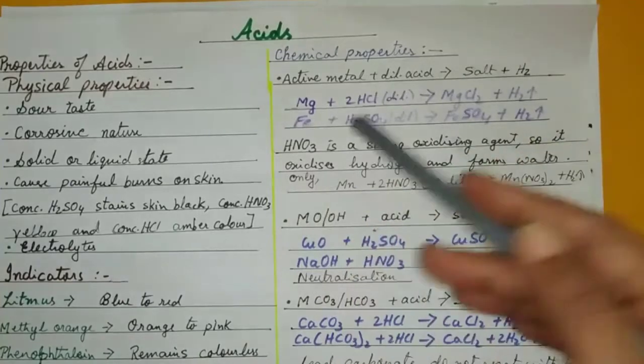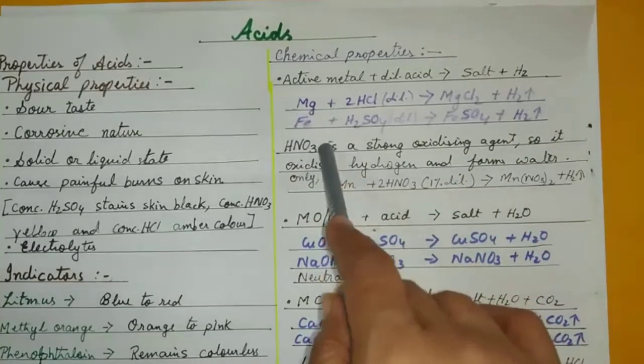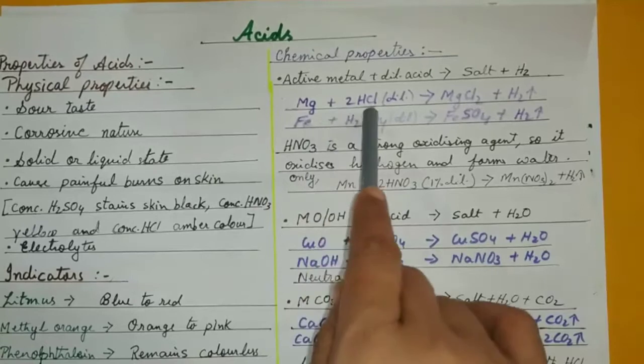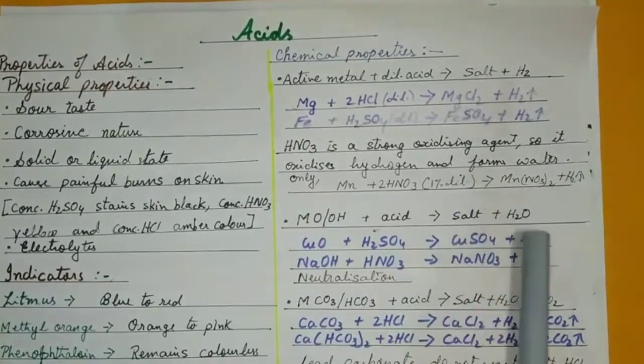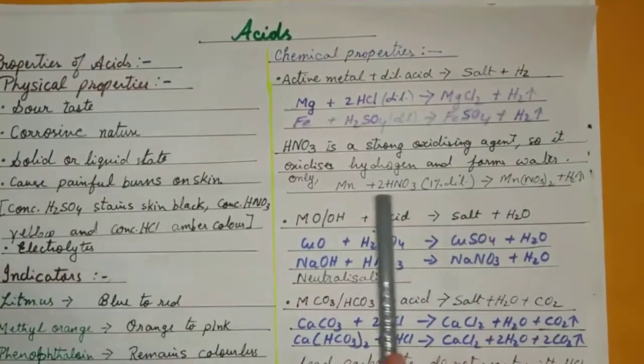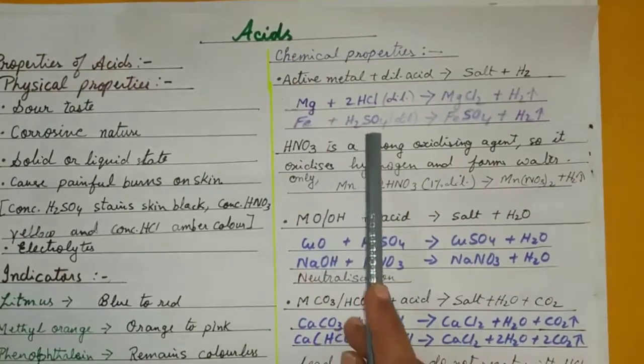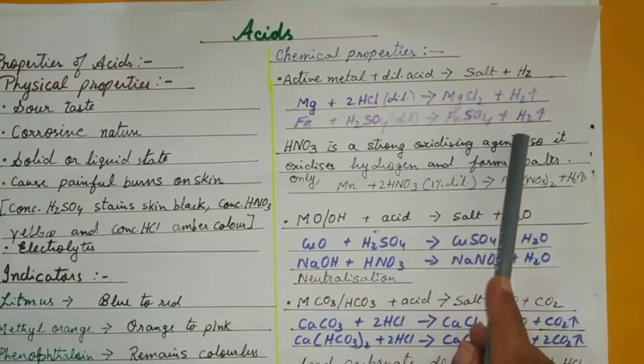So we normally go for magnesium, zinc and iron. I have taken 2 examples here. Magnesium with dilute HCl will give you salt, magnesium chloride and hydrogen. At the same time, iron with dilute sulfuric acid gives you ferrous sulfate and hydrogen gas.